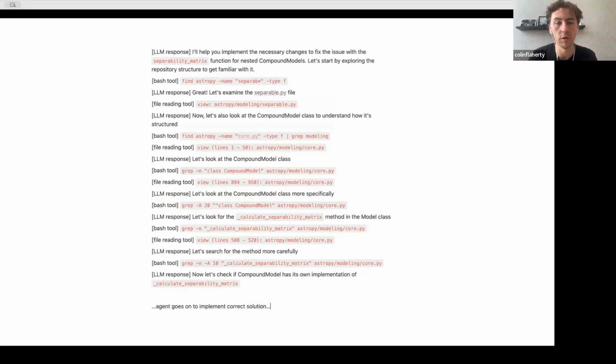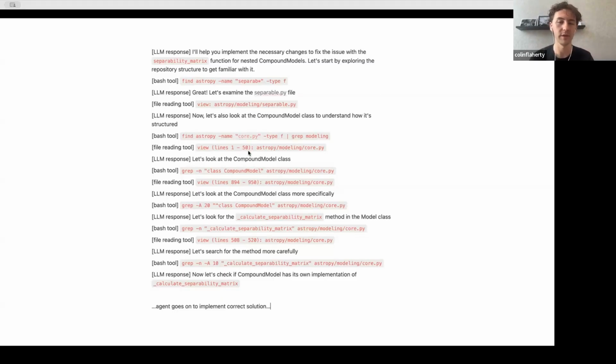Then it calls the bash tool using find, and it looks for all files that have the prefix in the name separab, so it's like separability, separable. And then it finds this separable.py file, and then it uses a file reading tool to look at that file. And then it says, now let's also look at the compound model class to understand how it's structured. It looks in this file core.py, and it greps for the word modeling, then doesn't quite find anything. So now it uses a file reading tool, and it reads lines 1 to 50 for core.py. You'll notice here, it's just reading 50 lines instead of reading all the file, which it did for separable.py.